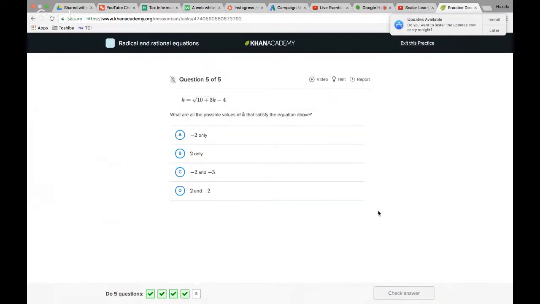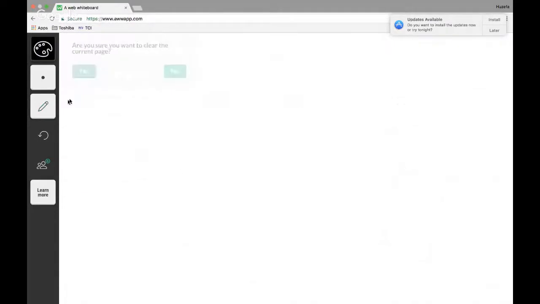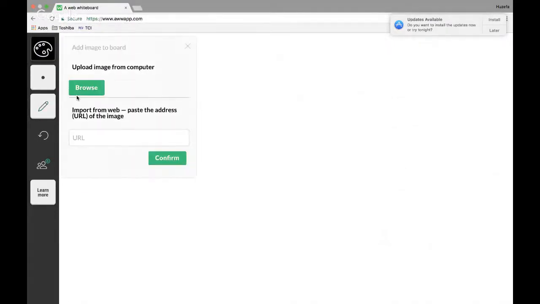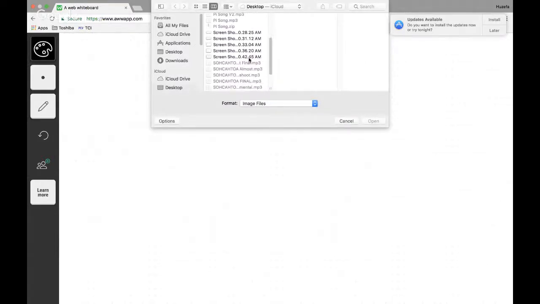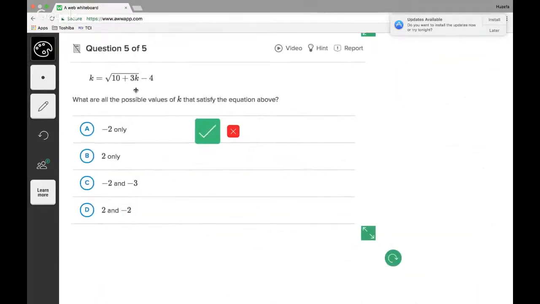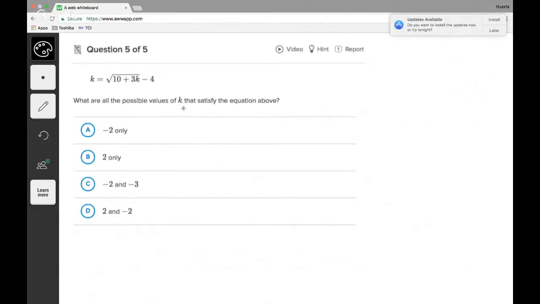Number 5. Gonna erase this guy. Here we go. Last but not least, k equals this craziness. What are the possible values of k that satisfy the equation above? Now we are going to have multiple solutions, by one positive, one negative is my assumption. Let's see how it goes.